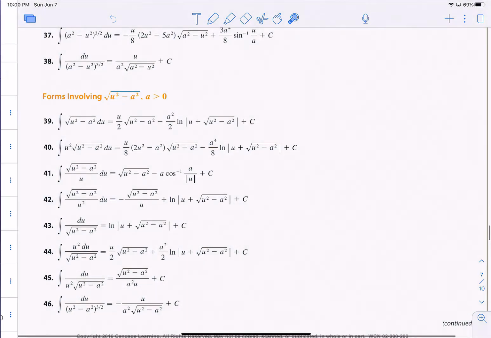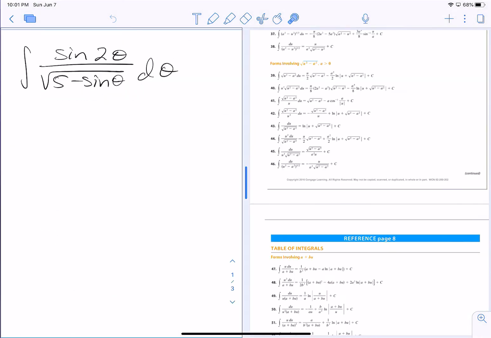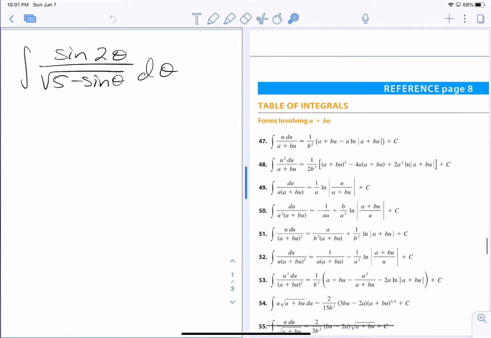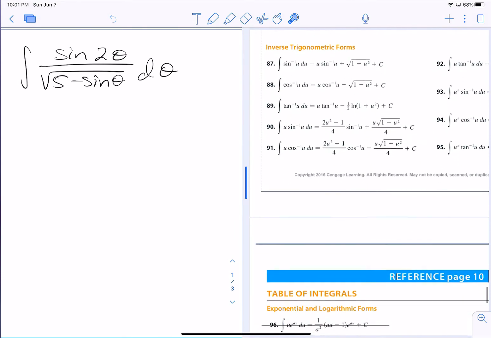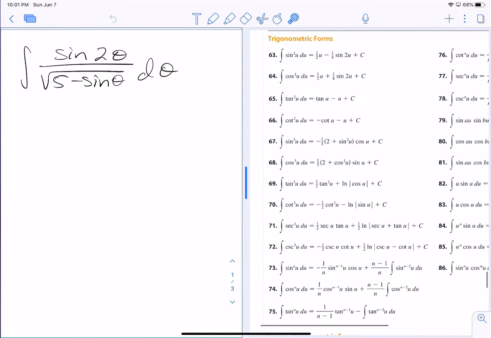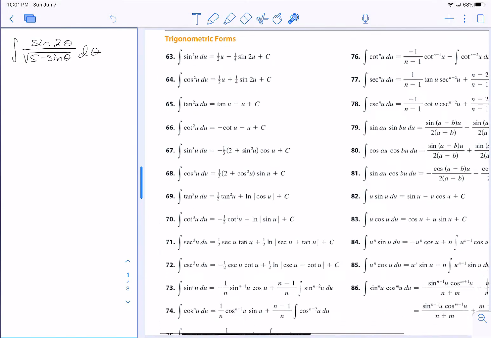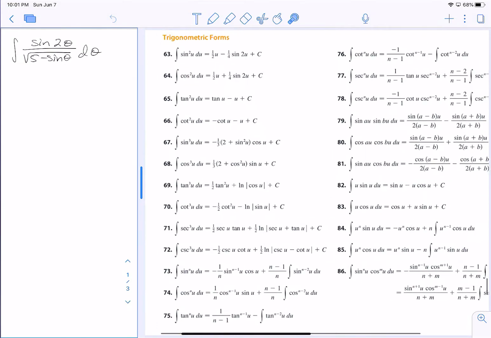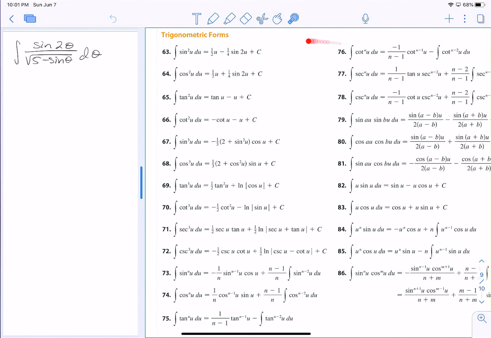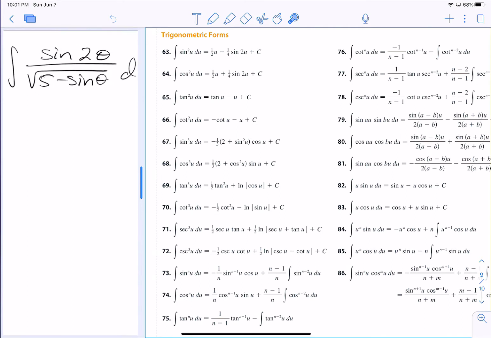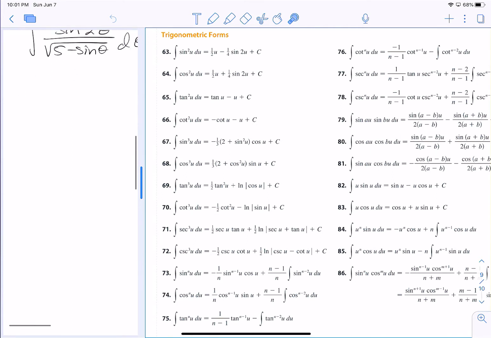But what we're looking at here is trigonometric. We have a sine of 2 theta in the numerator and a square root of 5 minus the sine of theta in the denominator. And so I'm going to go to the trigonometric integrals, trigonometric forms I should say. And I notice something when we look at the trigonometric forms. Not one of them involves a square root. So I guess it's not a trigonometric form. Furthermore, inside the square root, we don't have a sine squared of theta.